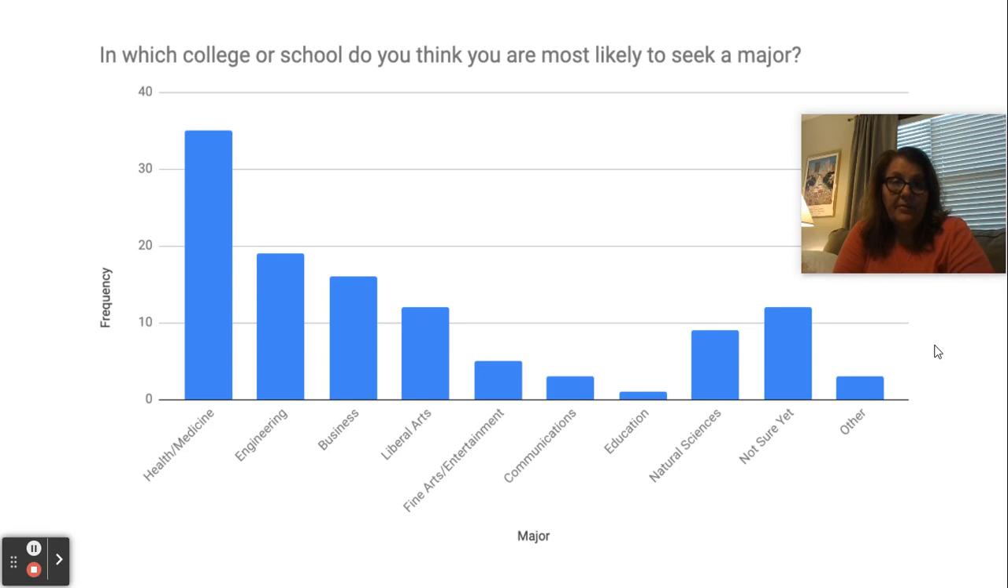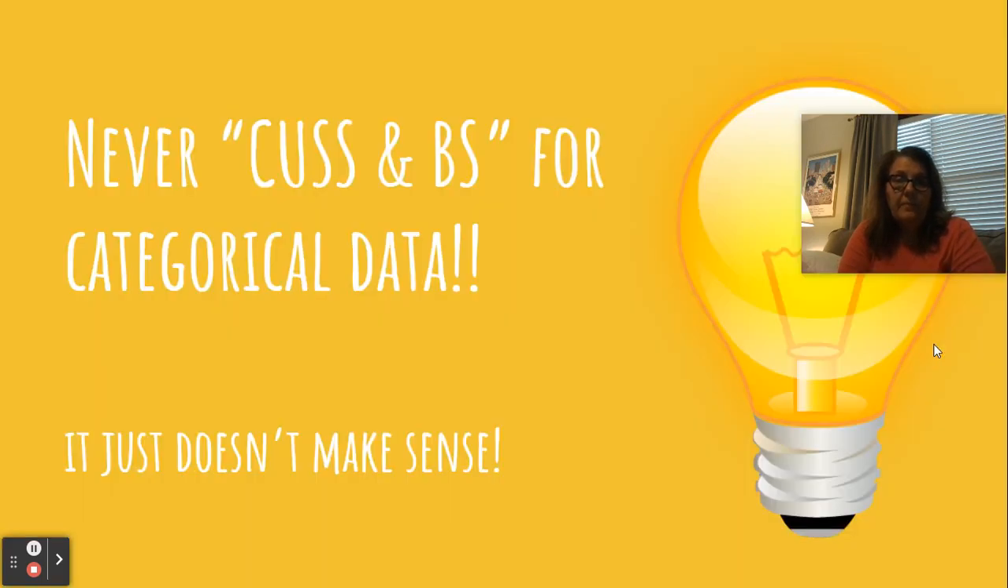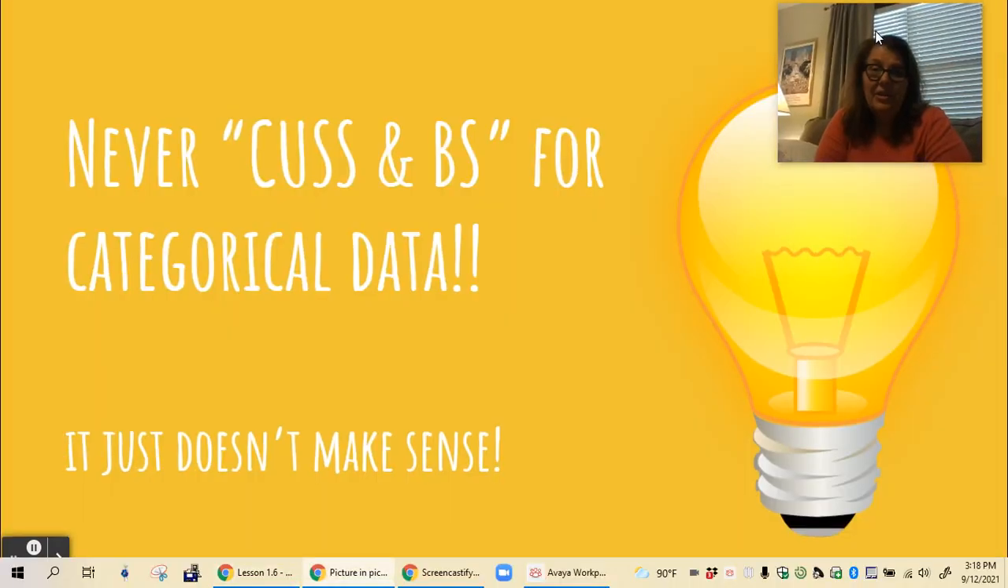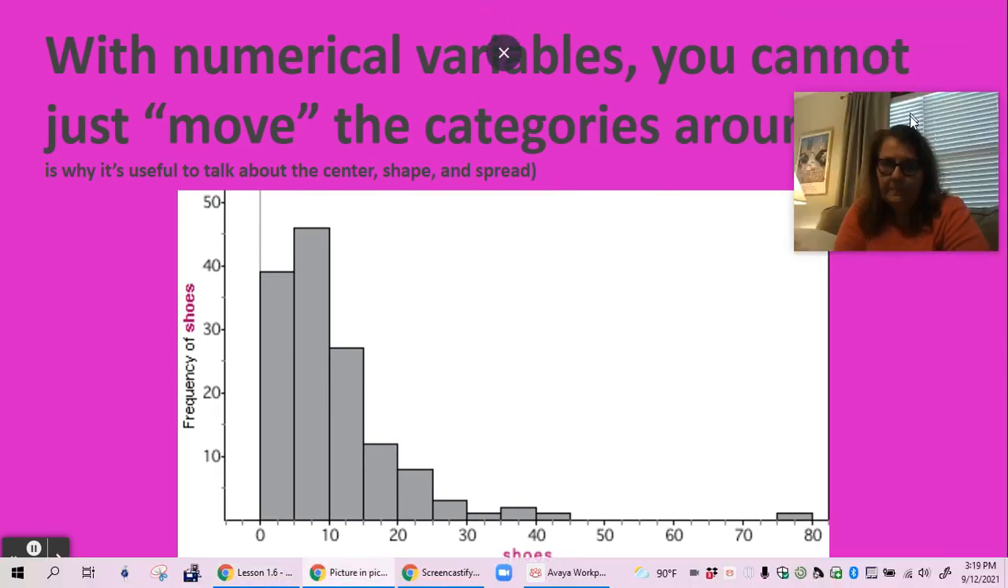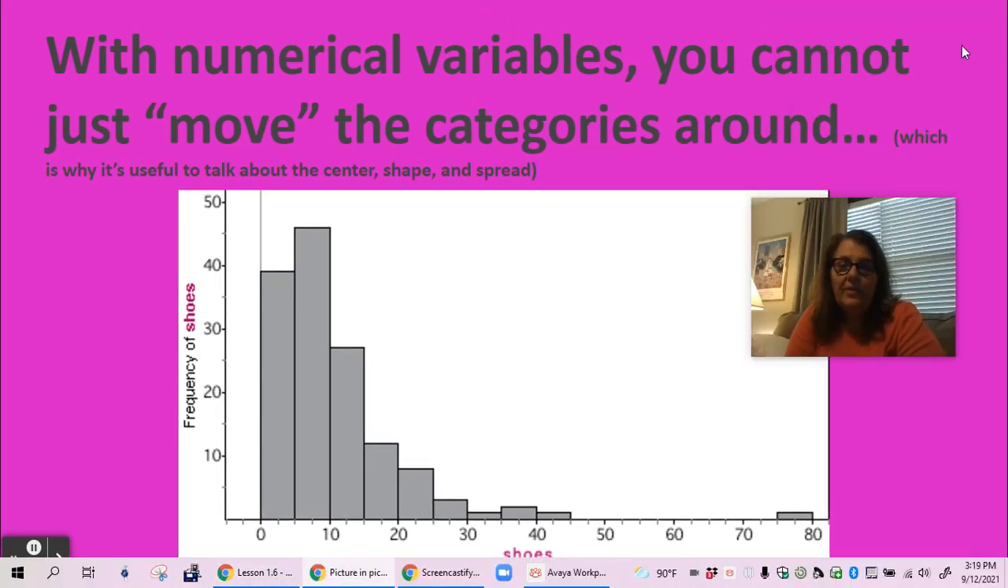So, how is this different than the other graphs we saw? Well, why it didn't change when we moved it around is because you never talk about center and spread for categorical data. It makes no sense, right? Because it doesn't matter what order the graphs or the categories are in, the information isn't going to change, okay? And so with numerical variables, you cannot just move the categories around, which is why it's useful to talk about the center, the shape, and the spread.